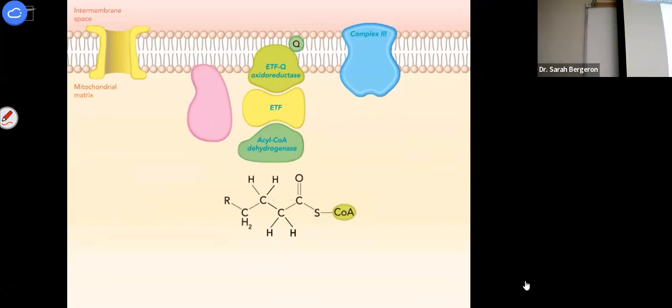In step 1, the beta carbon single bond is oxidized to a double bond. The electron pair extracted from the single bond is transferred to an FAD-bound enzyme, which reduces FAD to FADH2. Eventually, the electron pair is transferred to coenzyme Q, which contributes to the production of ATP in the electron transport chain.